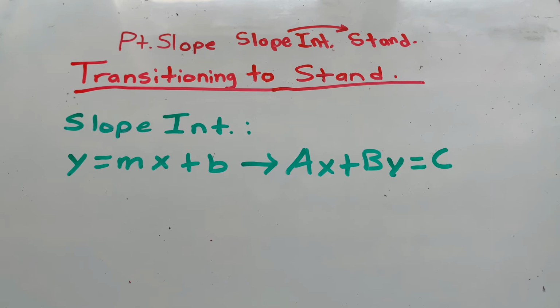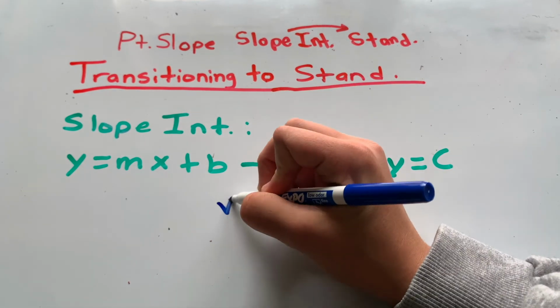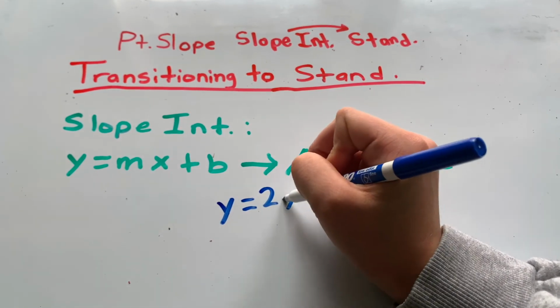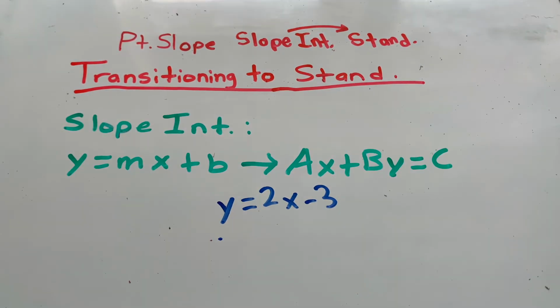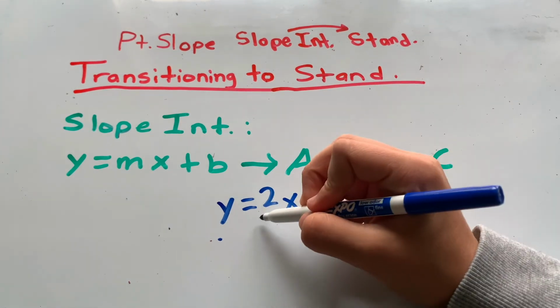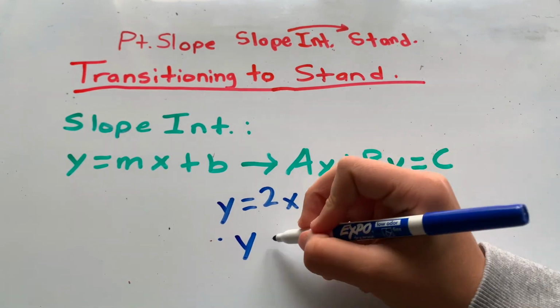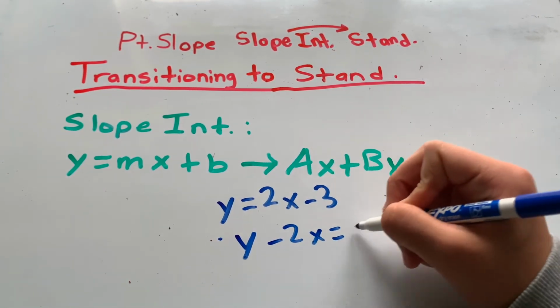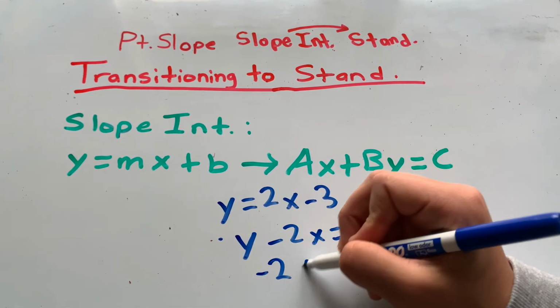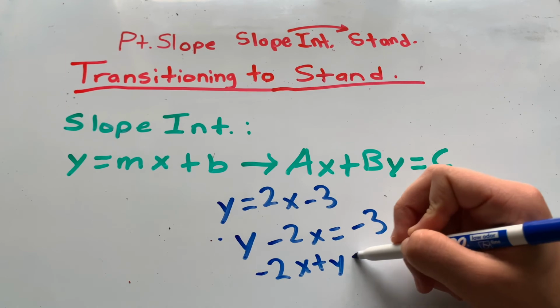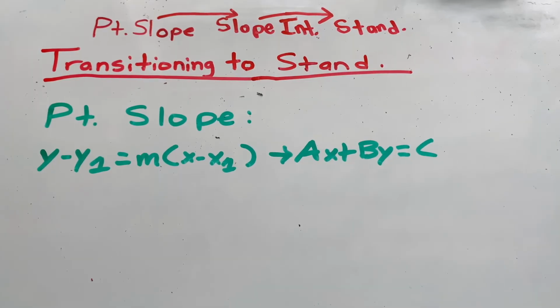We'll use the equation y equals 2x minus 3. All we have to do is subtract the 2x to the other side of the equation, and it turns out to be y minus 2x equals -3. Let's change that to ax plus by, so -2x plus y equals -3. Boom. Now we're on to point slope to standard form.